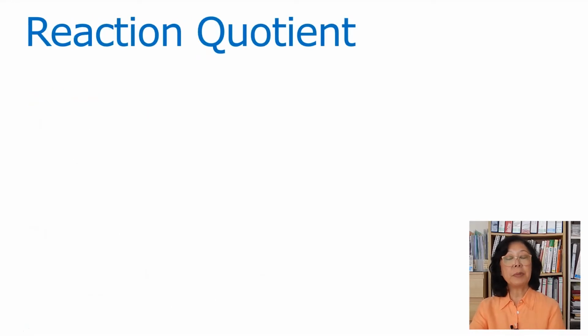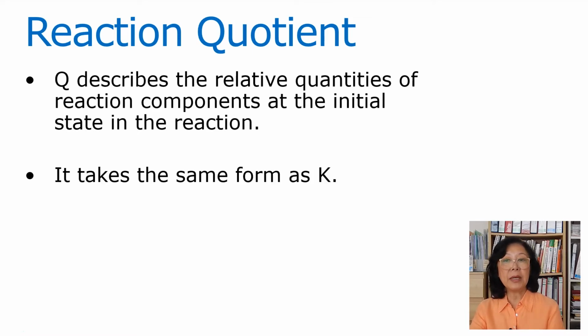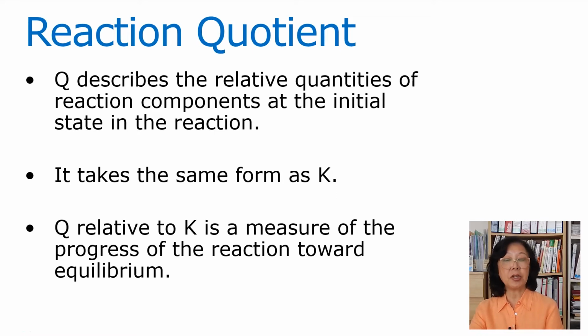Reaction quotient, represented by Q, describes the relative quantities of reaction components at the initial state or at any state in the reaction. Mathematically, it takes the same form as the equilibrium constant K. The expression is the same, except that it's based on initial concentration, and K relative to Q is a measure of the progress of the reaction toward equilibrium.